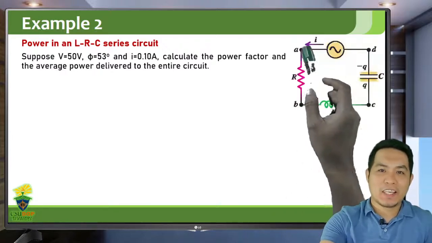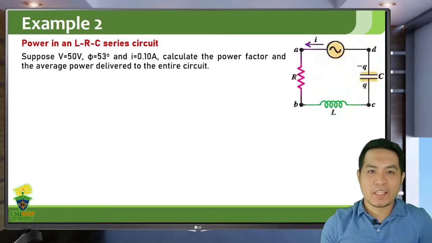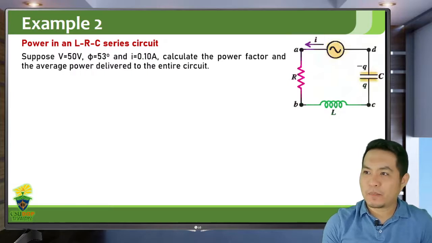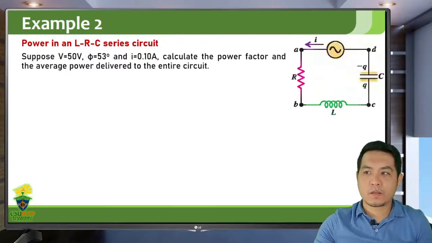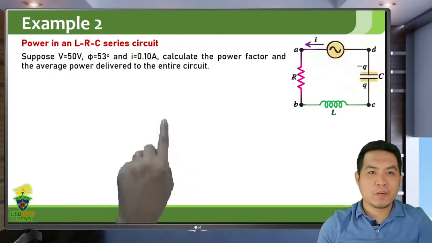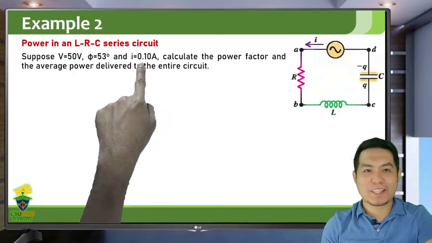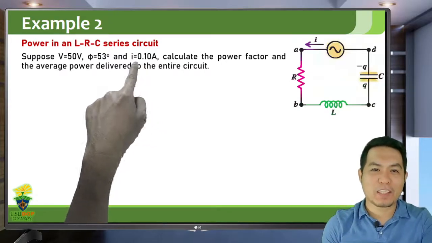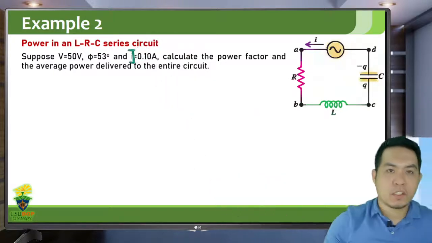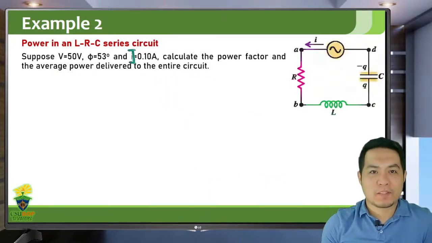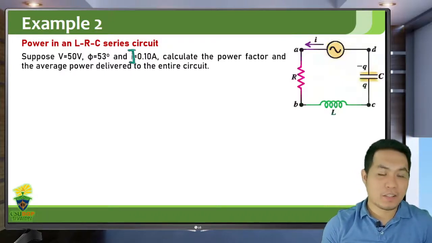And the current is, instantaneous current is 0.10 amperes. Sorry, this should be the current amplitude. This is not the instantaneous current, but the current amplitude. This should be capital I. So the current amplitude is 0.10 amperes. So calculate the power factor and the average power delivered to the entire circuit.